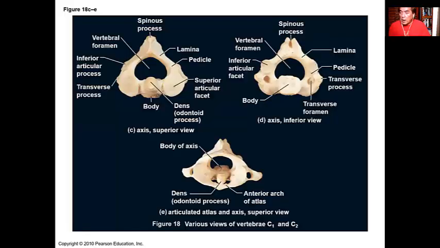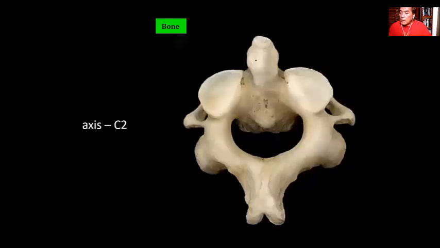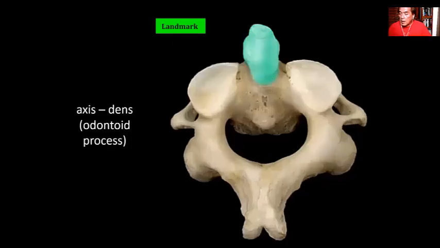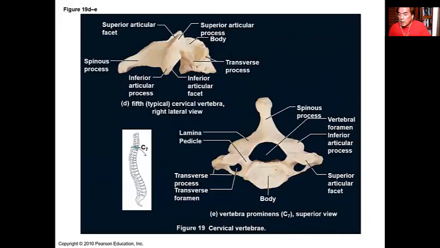Now, atlas and then axis. The axis is this thing that protrudes upward. That's called the dens, what we call the odontoid process. Okay, and this is atlas. Okay, remember, no centrum, no body. Okay, here's axis. You have this thing that protrudes upward. What is highlighted is the dens. So this gives you a rough picture and a lot of the labeling here. Again, this is still cervical because I see the holes of the transverse foramina.